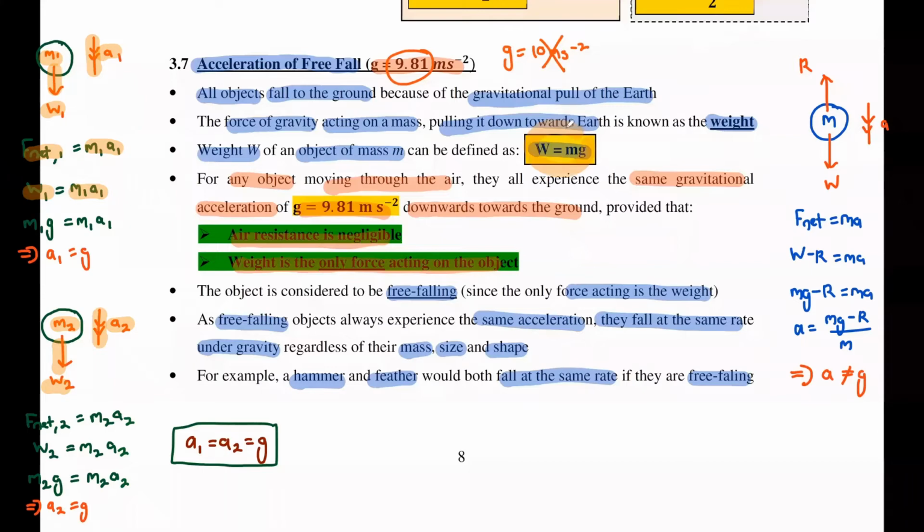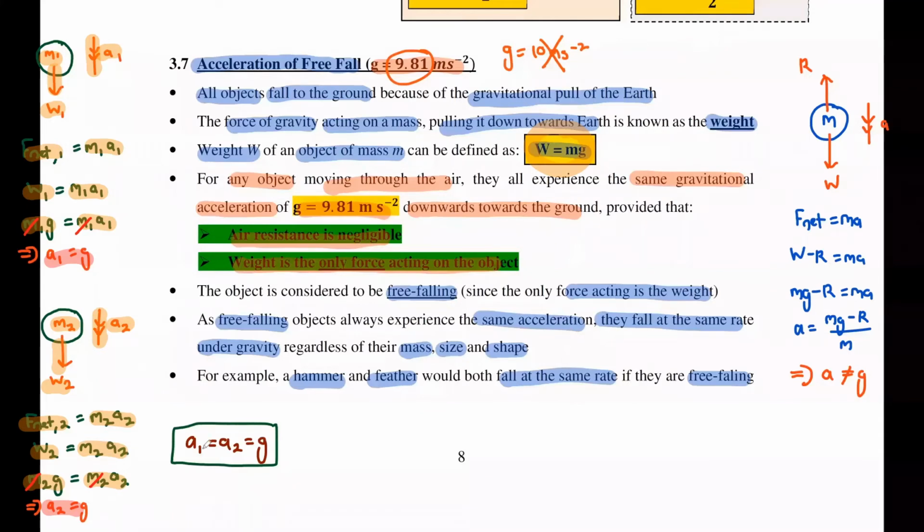We also know that W equals mg. So we have m1g equals m1a1. From here, we see that the masses will cancel each other off, giving us a1 equals g. We apply the same analysis for the second case. We get F net 2 equals m2a2. The resultant force here is again just the weight. So we get W2 equals m2a2. And then lastly, m2g equals m2a2. Again, the masses will cancel each other off, giving us a2 equals g.